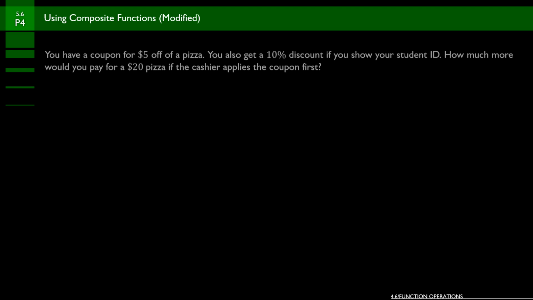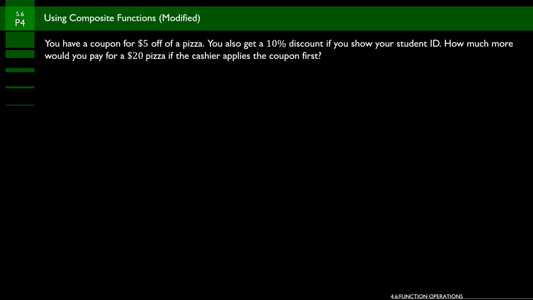In problem number 4, we're going to look at a modified problem, and we're going to look at how this affects word problems, or how we can use this to solve word problems. So we're given you have a coupon for $5 off of a pizza. You also get a 10% discount if you show your student ID. How much more would you pay for a $20 pizza if the cashier applies the coupon first?